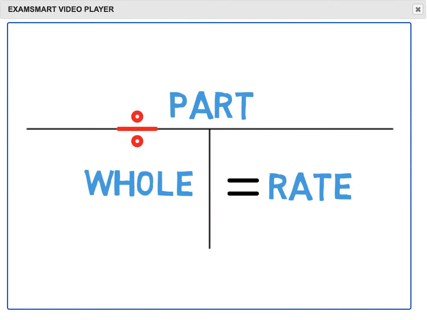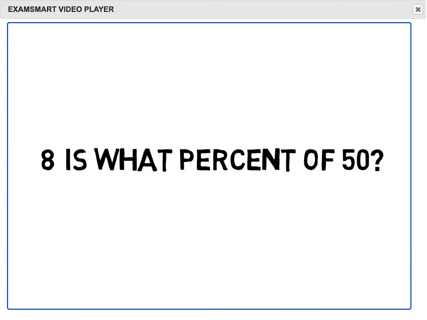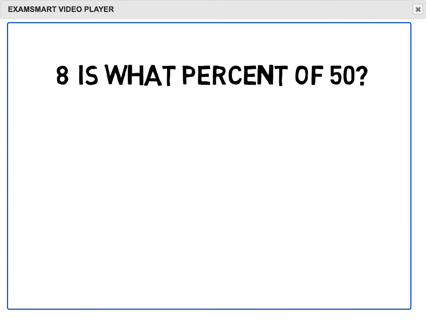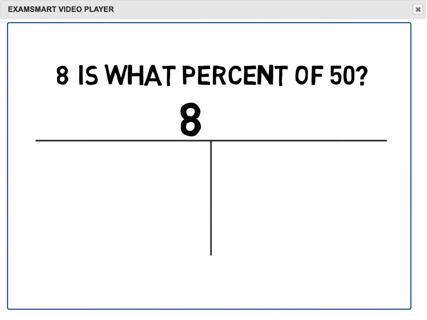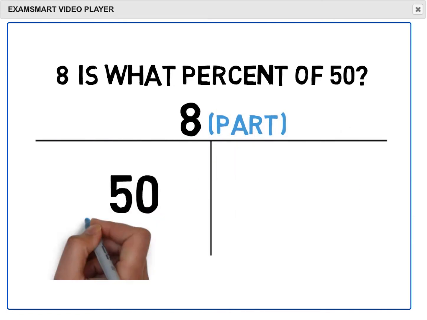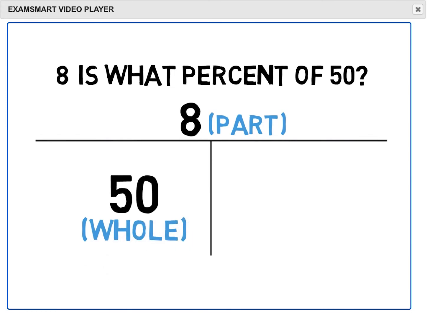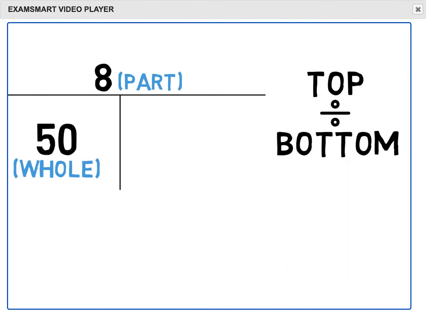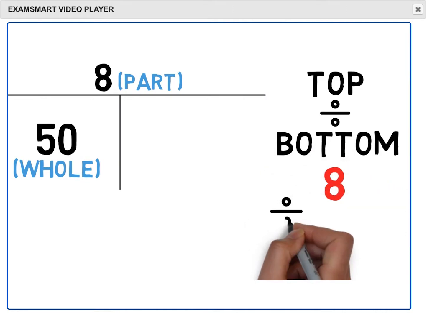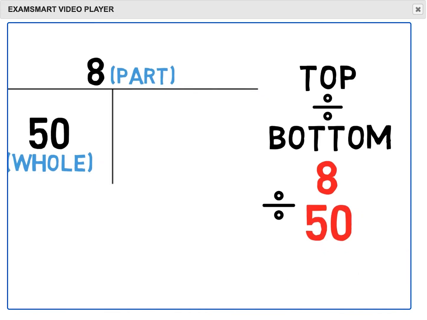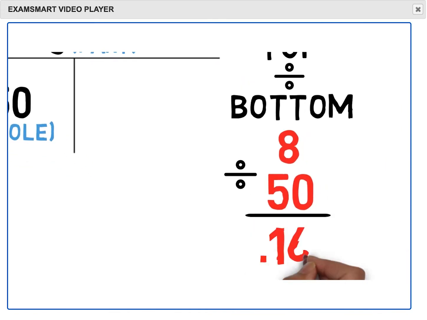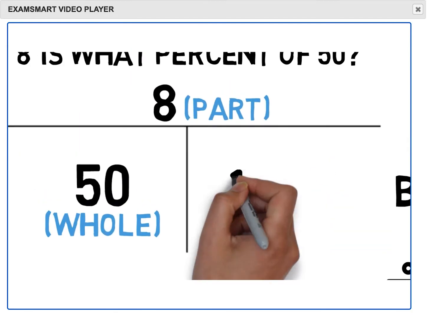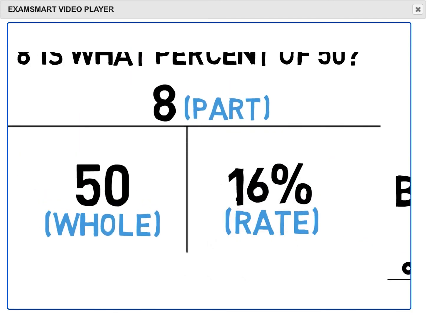Let's put some numbers in to illustrate. Let's say a question says 8 is what percent of 50? In this case, 8 is a smaller number, so it goes up on top for the part. 50 is our larger number. It goes in the bottom left for the whole amount. So our formula says to take the top and divide by the bottom. So if we take 8 and then enter divided by 50, your calculator probably shows an answer of 0.16 for the rate, which is 16%.